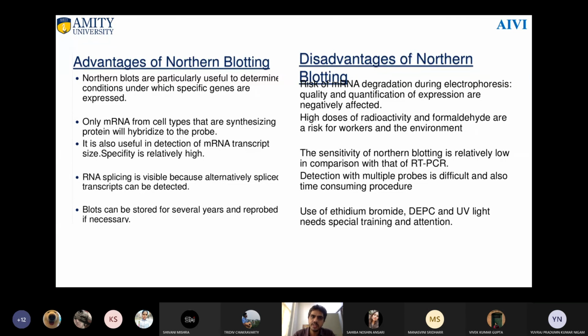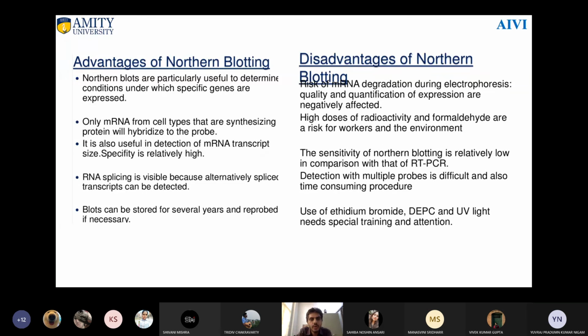So the advantage is simply you can check whether the expression is there or not. And only mRNA from the cell type that you need is there, because mRNA is the one which synthesizes protein. So we can hybridize them. It is useful for detection of mRNA transcript size, specifically really high. RNA splicing is visible because alternative splicing transcripts can be detected. So you can find whether splicing is there or not, and before the splicing by the spliceosome, that type of study you can do here also.